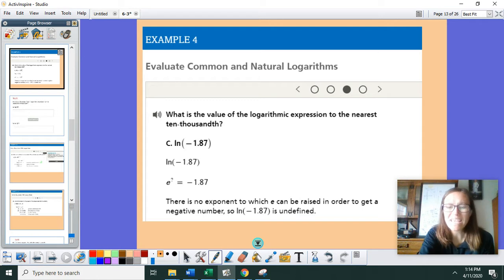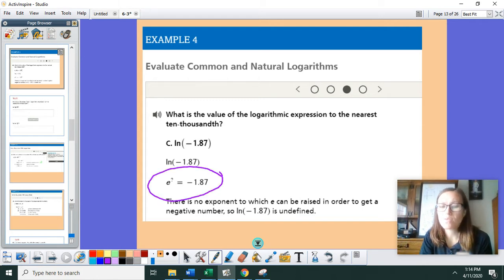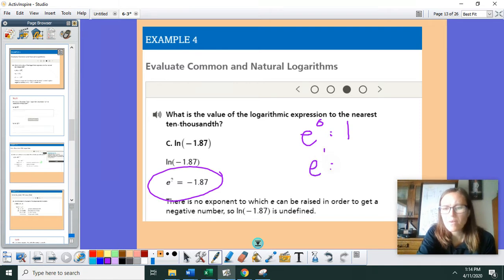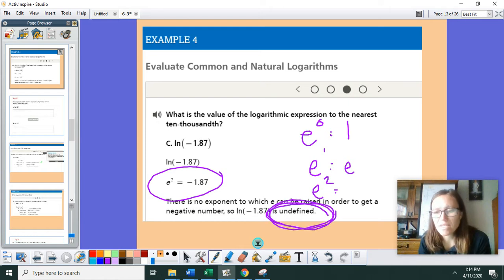So we're like, okay, e to what power gives you negative 1.87? And when we think about it, e to the 0 power is 1. E to the first power is e. When we're thinking about e squared, that's e times e. And so we're not getting a negative. There is no exponent to which e can be raised in order to get a negative number. So again, this is undefined, and that's very important.